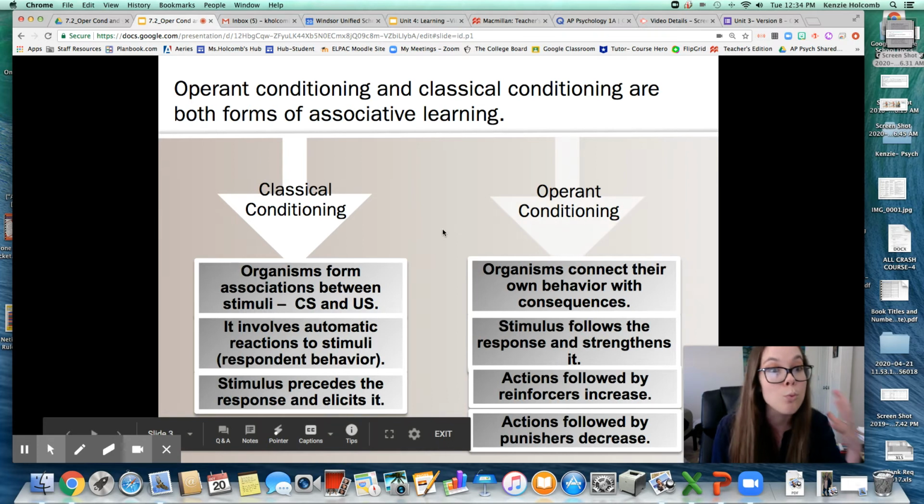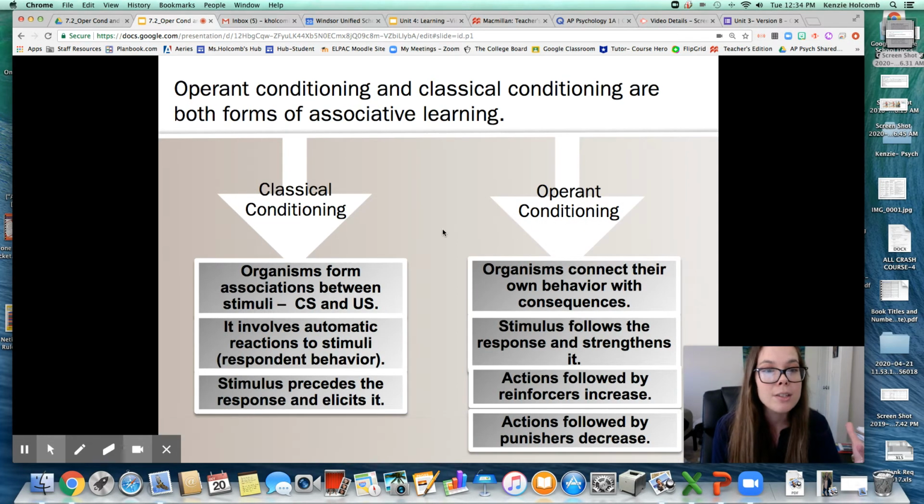And this is the reward system. This is where organisms connect their own behavior with the consequences. And when it says consequences, everyone thinks bad, but no, it's just the aftermath, right? There's the behavior, and here's the consequence after. And so the stimulus follows the response, and it strengthens it.